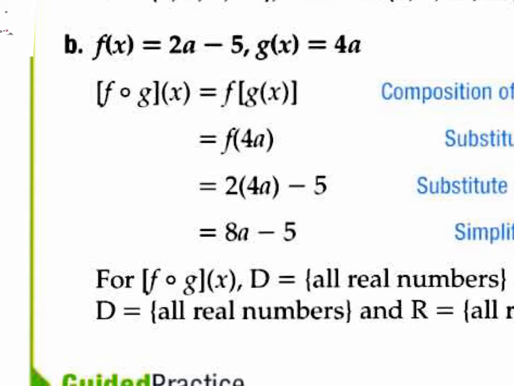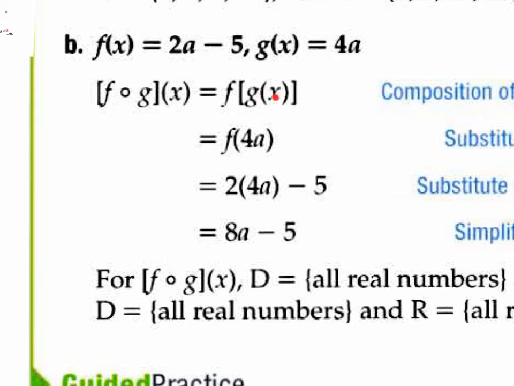Now, if you don't have a number, you actually have g of x. They want you to take your g of x function and plug it into your f of x function. Again, if I had f of 5, all you would do is plug in a 5 right here and do the math. But you don't have a 5 right there. You have a g of x.